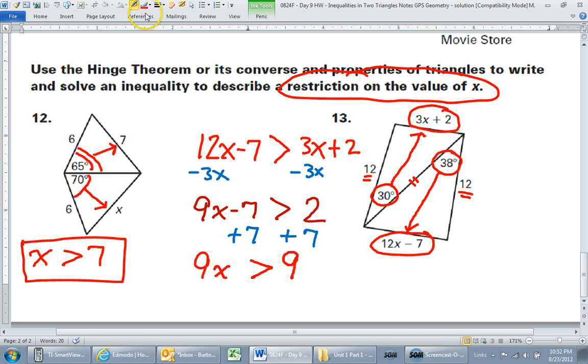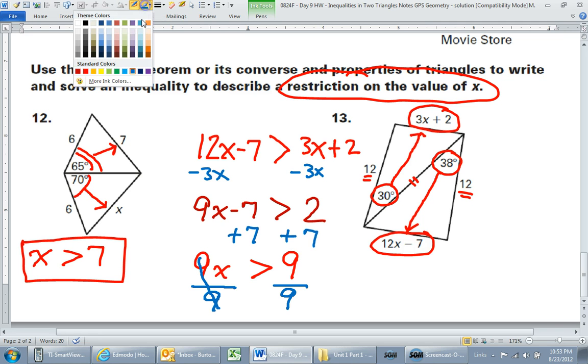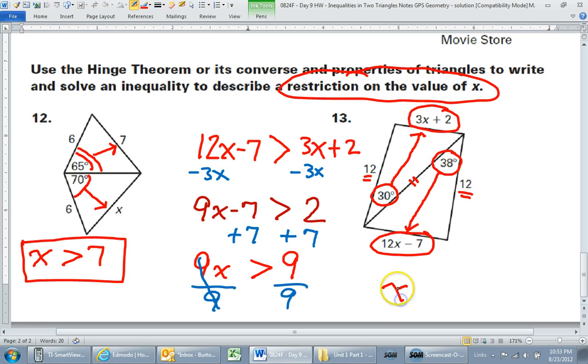Now what am I going to do to get x by itself? I'm going to divide both sides by 9. That makes 1. So the final answer is going to be that x is greater than 1. That would be the restriction on the variable. And that is how you do number 13 using the Hinge theorem.